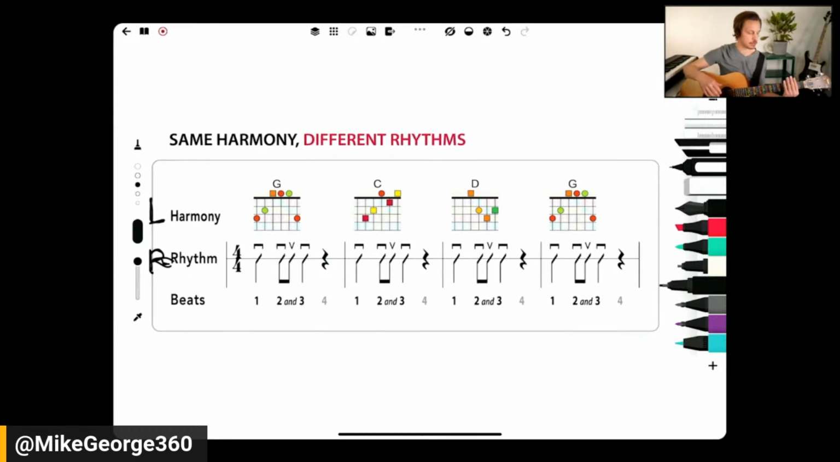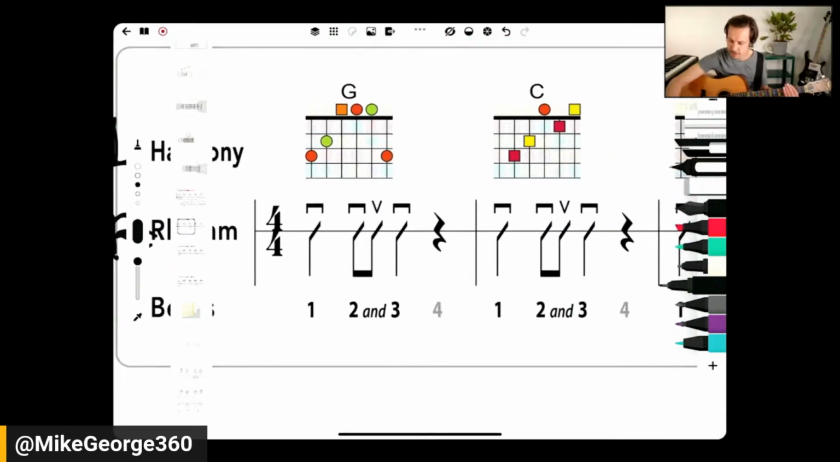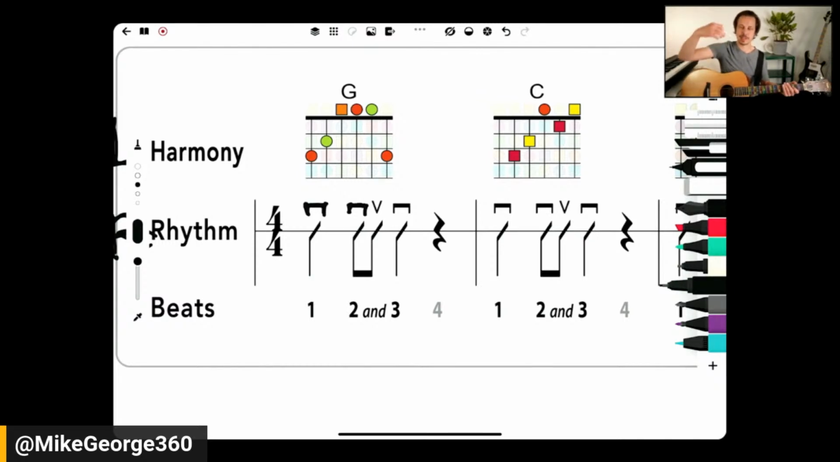So now let's mute the chords and just practice this rhythm, right? This is in 4/4 time. So we have 1, 2, and 3, rest, 1, 2, and 3, rest, 1, 2, and 3, rest. So looking at these symbols, this little arch looking symbol is a downstroke. And these are universal symbols.